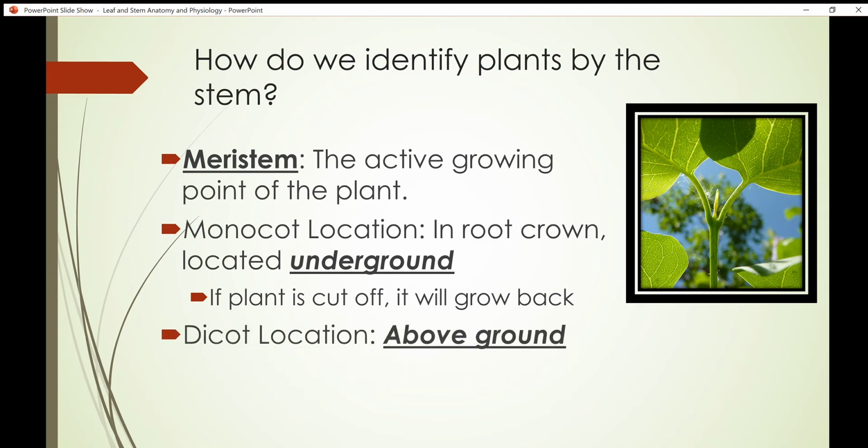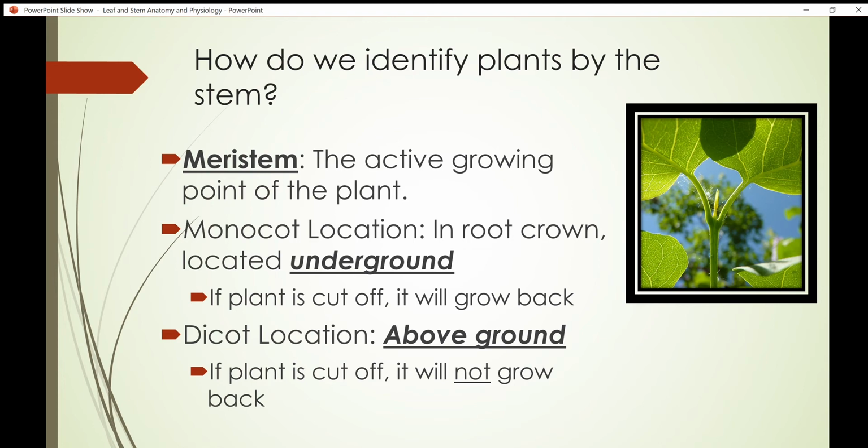A dicot, on the other hand, has the location above ground. And if the plant is cut off, it will not grow back. So this is like some flowers in your mom's flower bed. You accidentally cut them off, or you cut them off to put them in a vase. That plant's going to die, or it won't be able to grow usually.